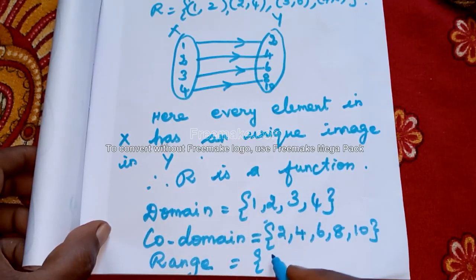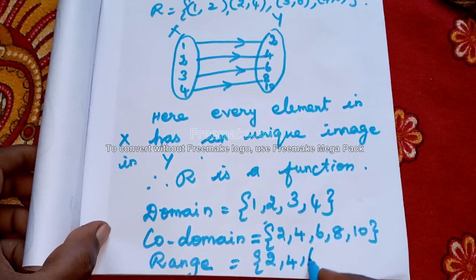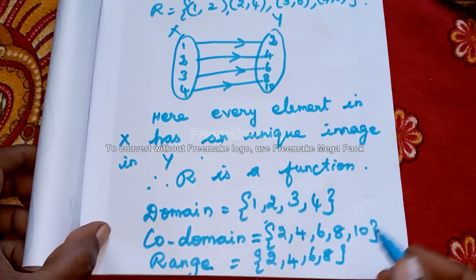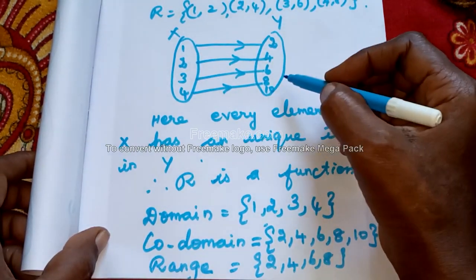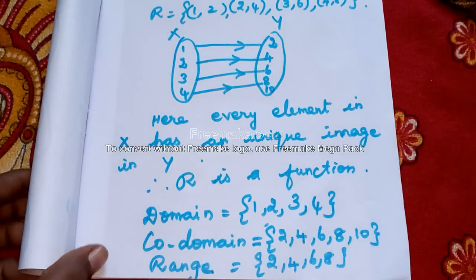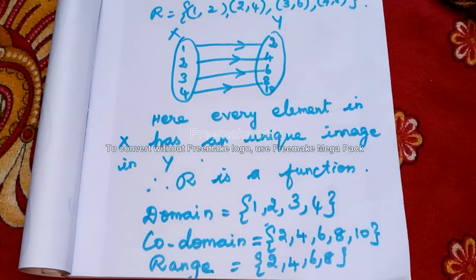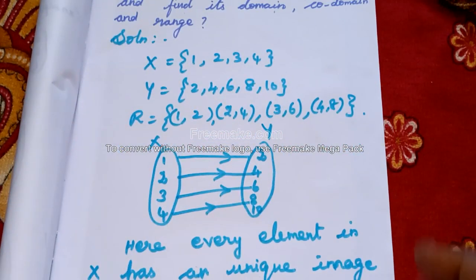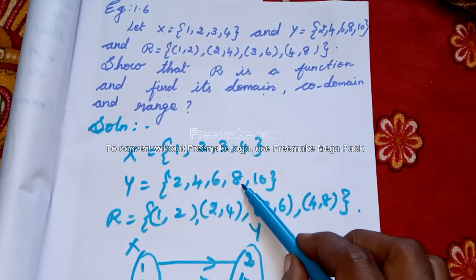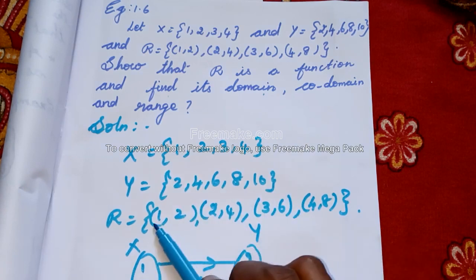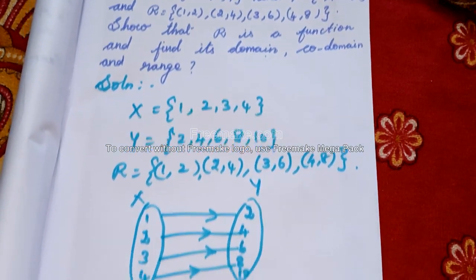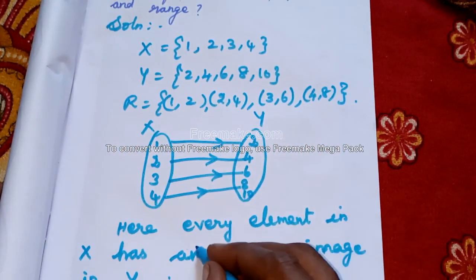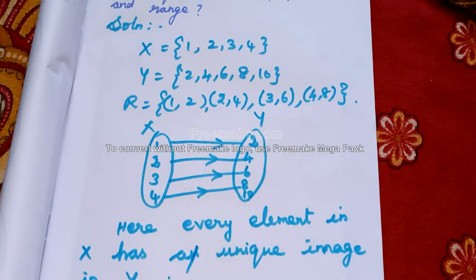Clear, students? X is equal to {1, 2, 3, 4}, Y is given, and R is also given. Here every element in X has a unique image. Therefore, R is a function. Domain is X. Codomain is Y. Range is only 2, 4, 6, 8. It is called the range. Clear, students? Now I am going to give the homework problem.